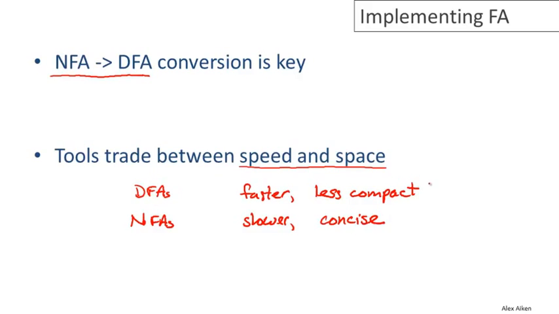And the tools give you generally a series of options, often in the form of configuration files or command line switches that allow you to choose whether you want to be closer to a full DFA, something that's faster and perhaps bigger, or to a pure NFA, something that's slower but consumes less space.